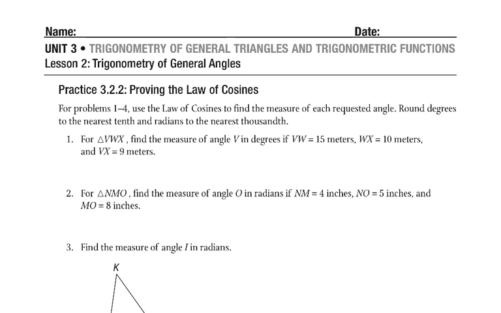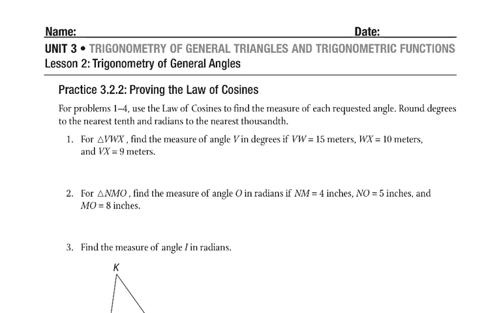Math 3, practice 3.2.2, proving the law of cosines. So we have a law of sines, but that one doesn't always work. Remember, when you had a triangle that wasn't right, you needed one side with one angle, and then at least one other piece of information, and then you could figure things out.